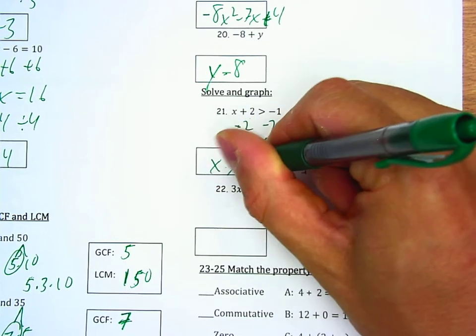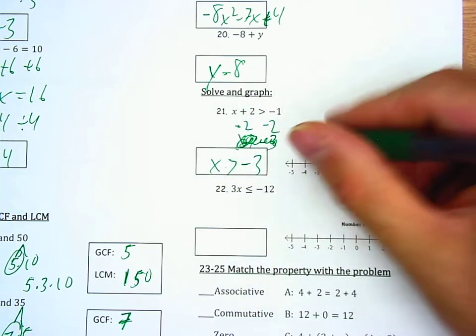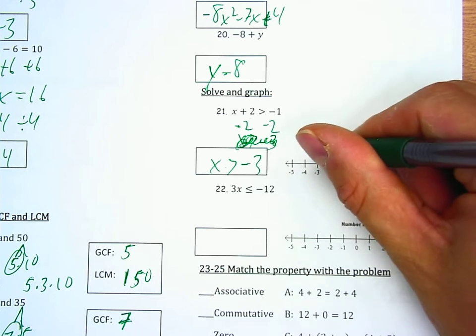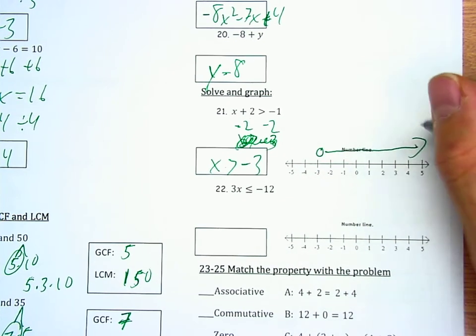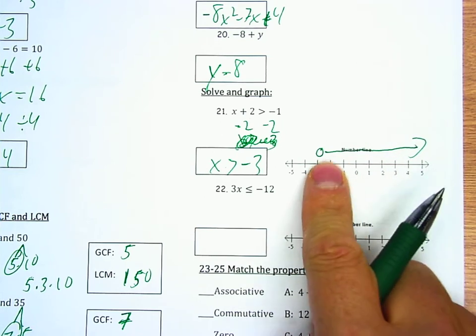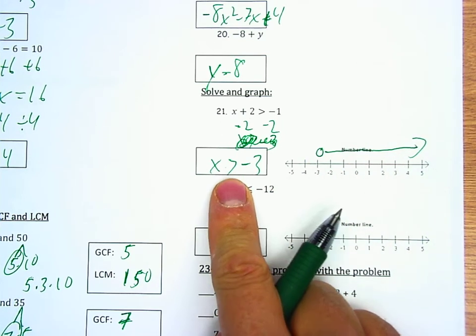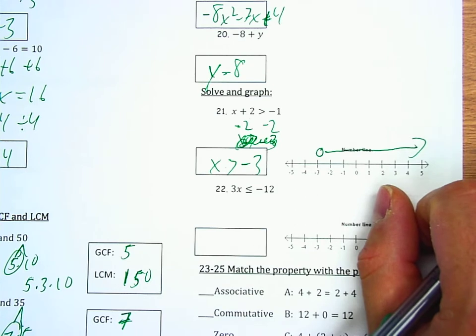So x is greater than negative 3. Negative 3 is here. It's greater than, meaning the arrow points to the right. So everything bigger than negative 3, not including negative 3, because it's not equal to negative 3. It doesn't have the equal sign with the sign.